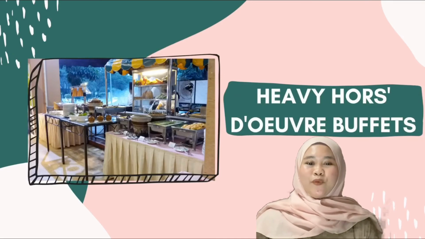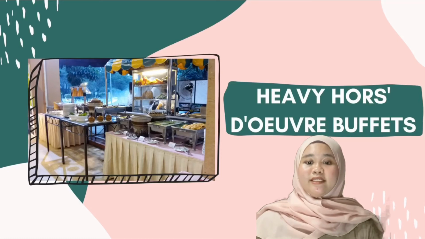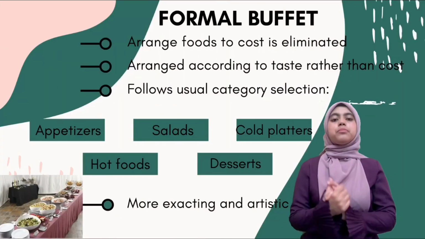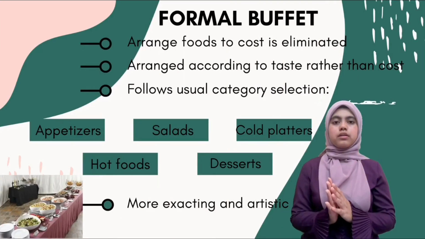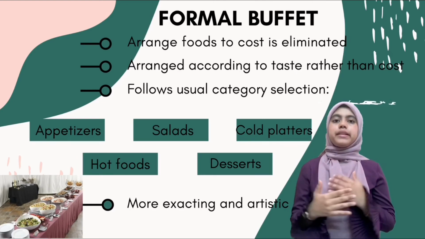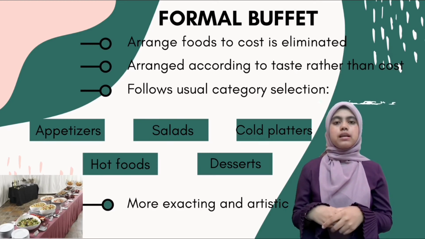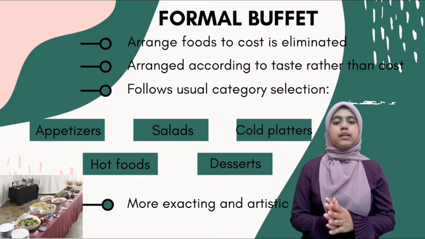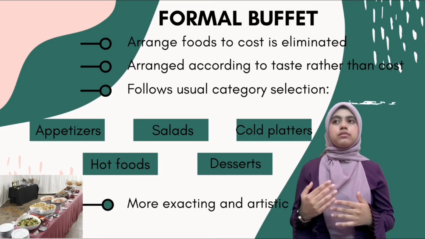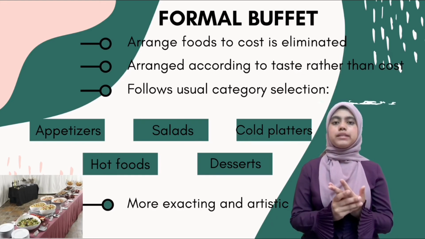There is another style, which is the heavy hors d'oeuvre buffet. Utensils are required. Hot stations such as pasta or stir fry are added. However, the portions are plated in small portions by an attendant. Formal buffet: in formal buffet presentations, arranging food at cost is eliminated. In the formal buffet, items are ordered at their own expense rather than cost, and the buffet always includes selections of appetizers, salad, cold dishes, hot meals, and desserts.